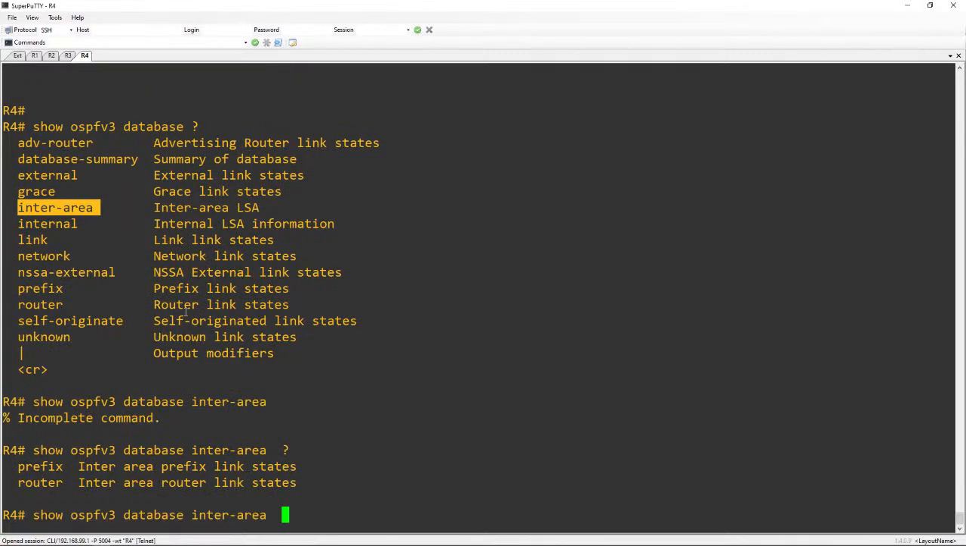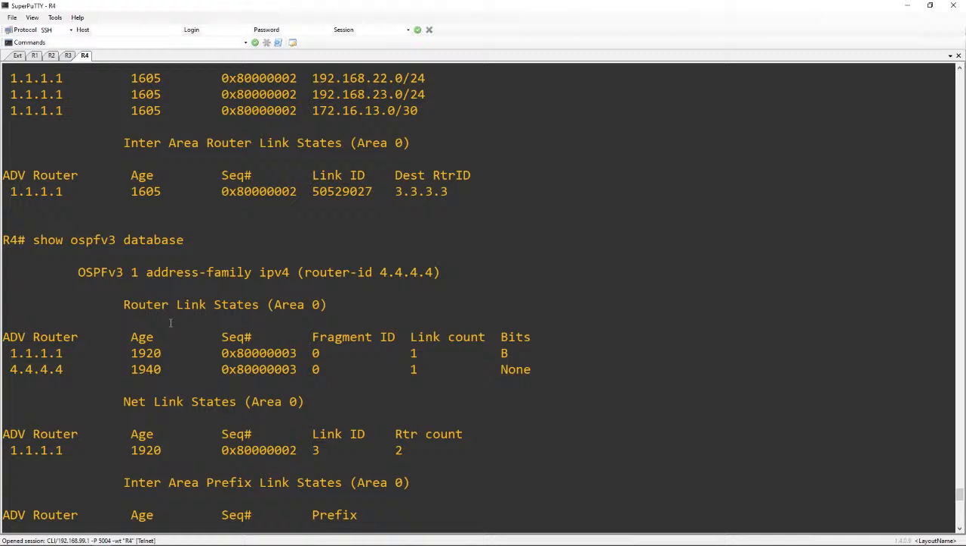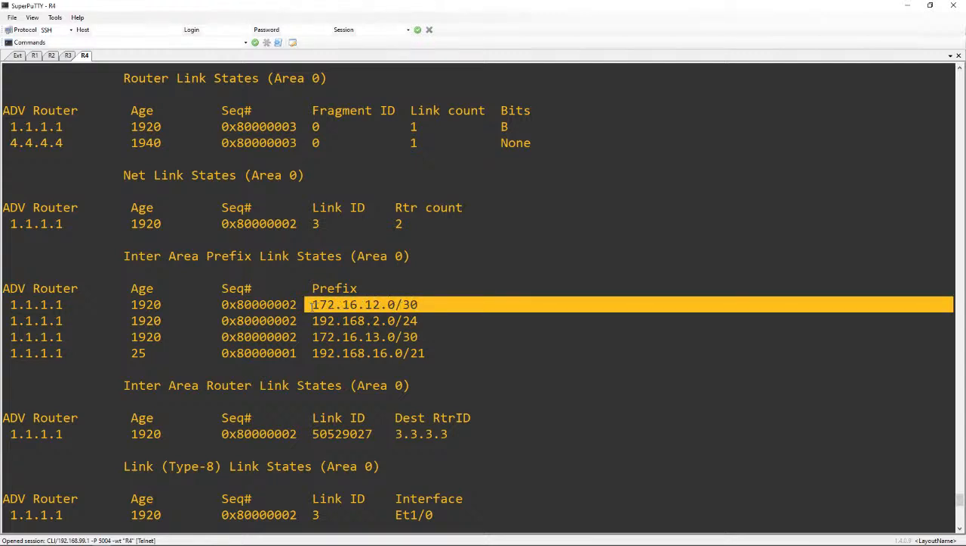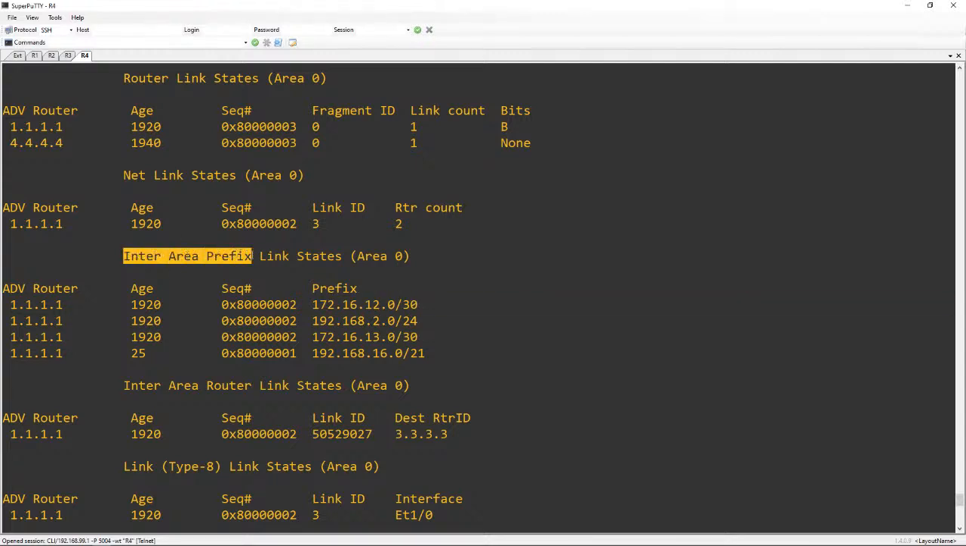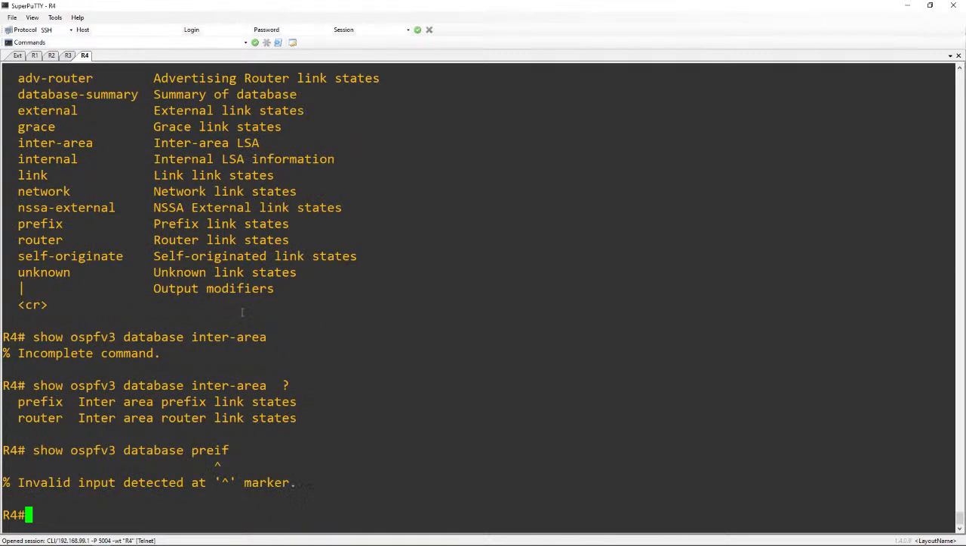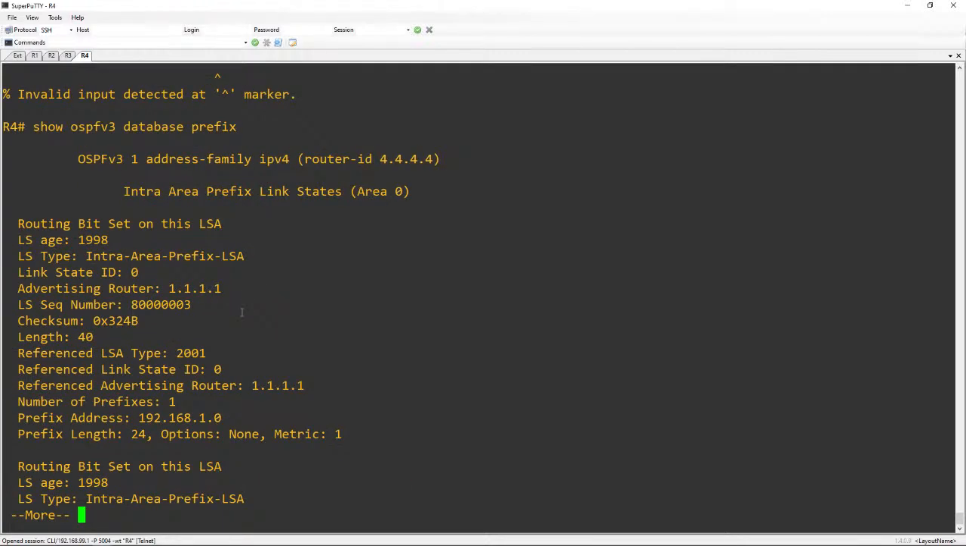And I need to specify prefix LSAs. Remember, these are inter-area prefix LSAs. Remember, inter-area router LSAs are type 4s. They describe the ASBR. Inter-area prefix LSAs are called prefix LSAs because they represent network prefixes. These are my type 3s. That is something specific to OSPFv3, okay?